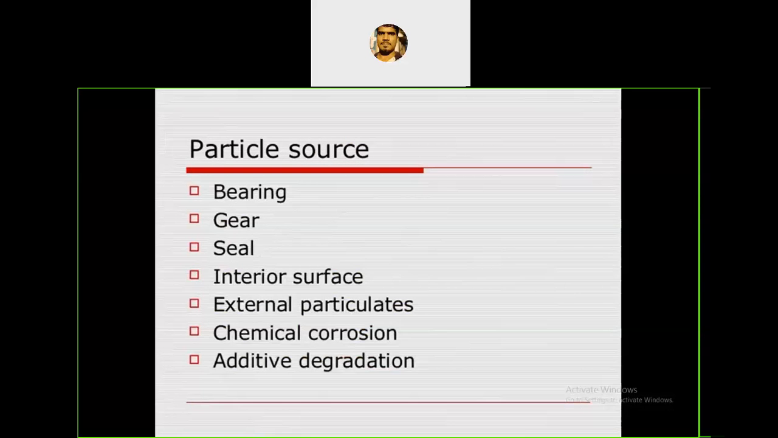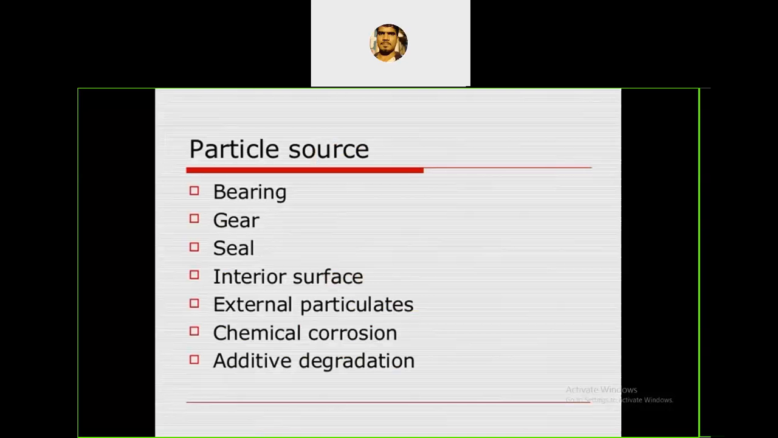So what are the particle sources? Here the bearing is a particle source. Bearing surface, gear surface, seal, interior surfaces, exterior particulates, chemical corrosion, additive ingredients. So these are all particle sources.